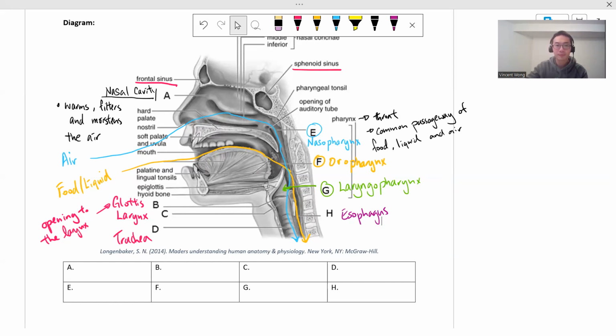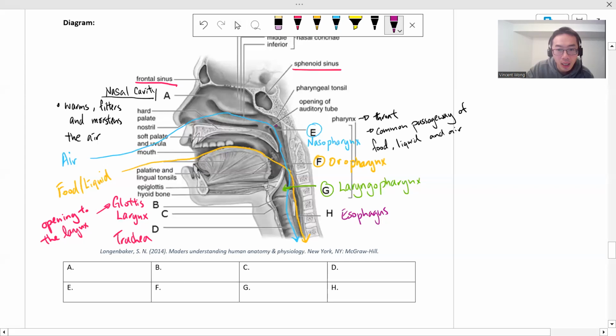Are the glands part of the respiratory system? Which gland? The one near the nasopharynx. Nasopharynx is here. Which gland? I'm sorry, like, are there any glands involved in the system? Oh, no. But there are some tonsils, right? Remember we talked about tonsils? Yeah.